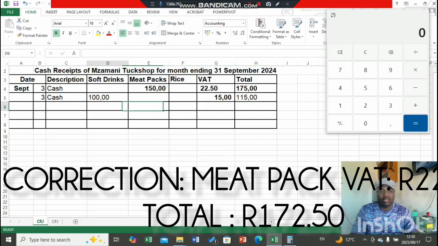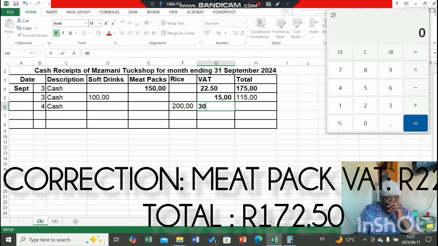And now suppose on the 4th of September, a customer comes, buys a bag of rice, priced at 200 rands, but excluding VAT. When we add VAT, how much is it going to be? It's going to be 30 rands. 200 plus 15% is 30 rands. Then your customer pays an all-inclusive amount of 230.